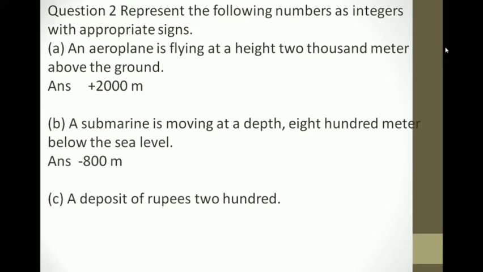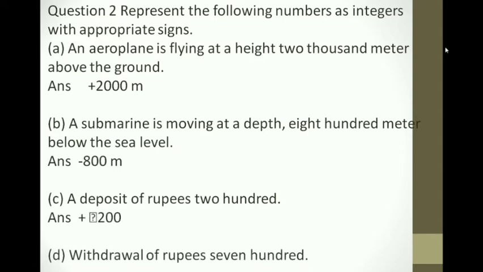A deposit of rupees 200. Deposit, that means it is add, that means plus 200. And withdrawal of rupees 700, that means we are taking out, so it is negative 700. Okay, because of technical problem you will see here question mark, but we have to write rupees or Rs or rupees sign.